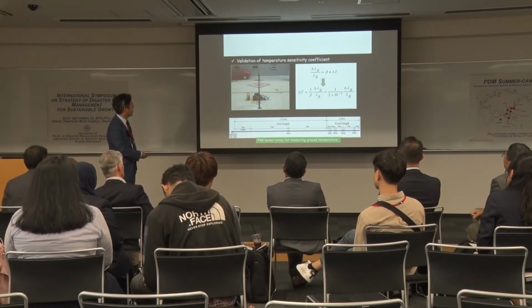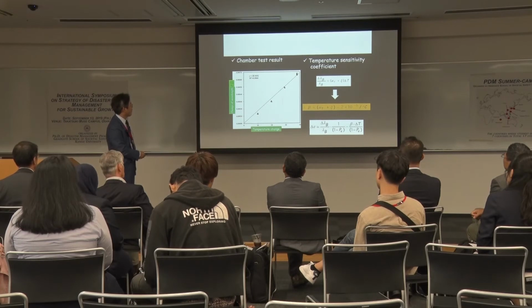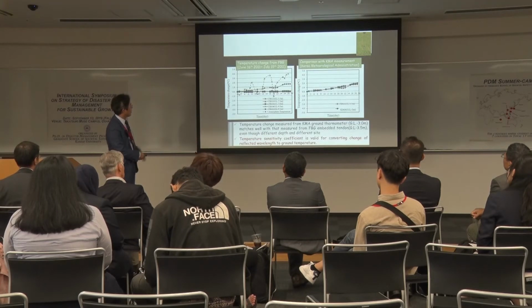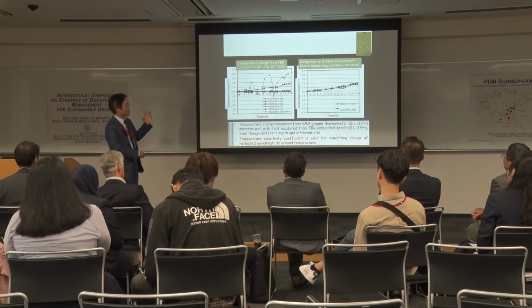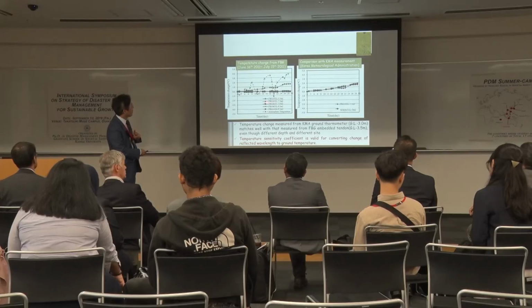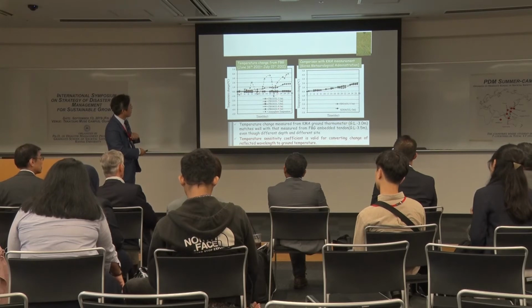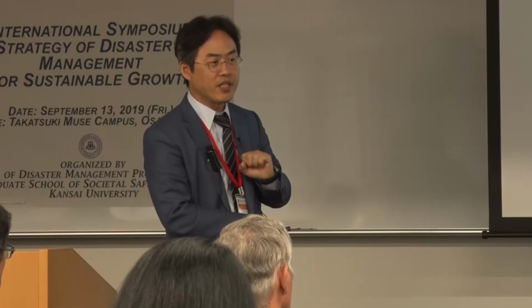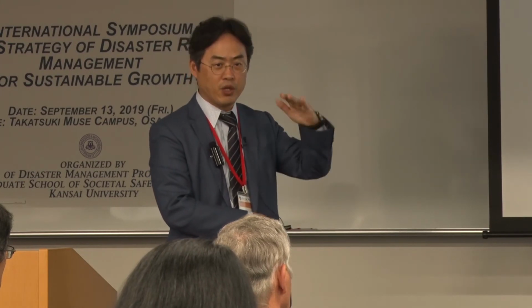From the lab test, we determined the temperature sensitivity coefficient. And then this is a test where we measured the temperatures on the ground. We measured for 1 month with the FBG sensors and compared with the results from thermometers of the Korea Meteorological Agency. We found that at 3.5 meters from the ground, the temperatures from the FBG sensors match well with the thermometers from the Korea Meteorological Agency. However, as I said, below the 7.3 meters depth, there is little temperature change. So there is no change in temperatures below 5 meters.